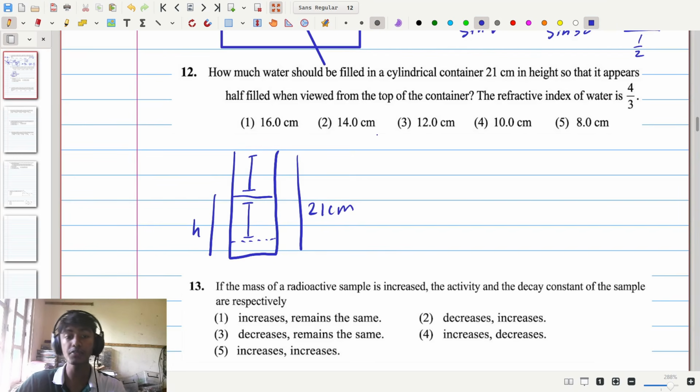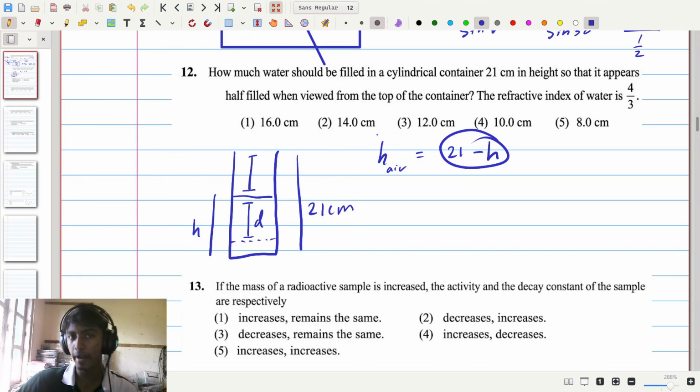Now according to that, if we consider the height of air, let's say h air, h air is equal to 21 centimeters minus h. Considering that, we want the apparent depth, let's say d, of this water to be equal to 21 minus h.